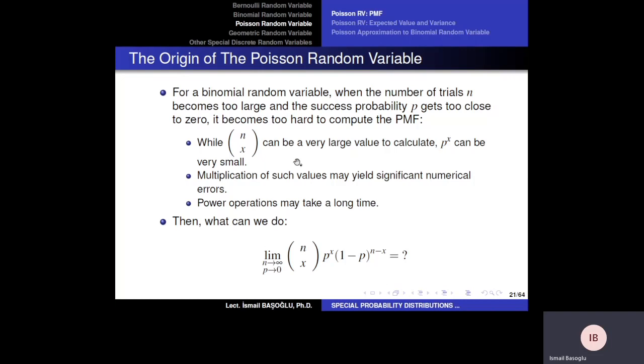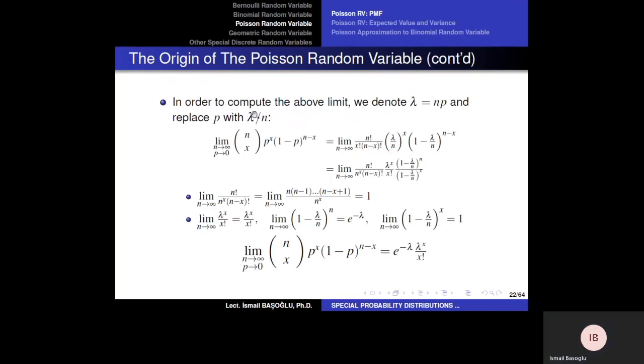And what happens in this case? You can see here, while n choose x can be a very, very large value to calculate, p to the power x can be very small. And obviously, multiplying a very large number with a very small number can yield significant numerical errors. And the power operations can take quite a long time, because n minus x is going to be quite large. So let's see what happens if we take the limit of this probability mass function as n goes to infinity and p goes to 0.